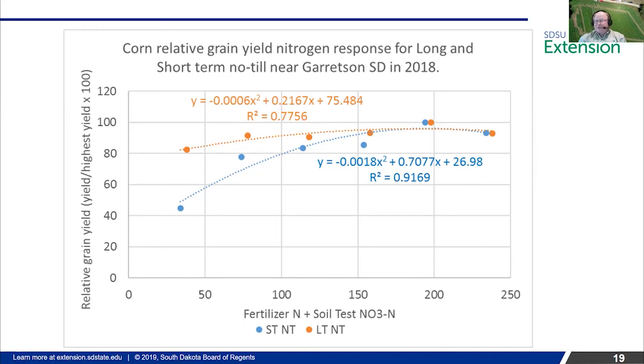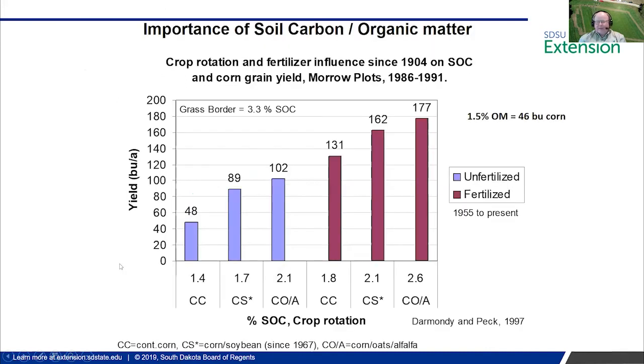I've quit saying no-till because I'm assuming everybody knows you've got to do that. But the no-till, the diverse rotations and cover crops, we can get to this point eventually, but it takes a lot of time. Here's the Morrow plots, very famous plots in Illinois. Long-term plots established way back in the late 1800s, I think. And we can see the same story: diversity, more yield; diversity, more carbon; diversity, more yield; diversity, more carbon.